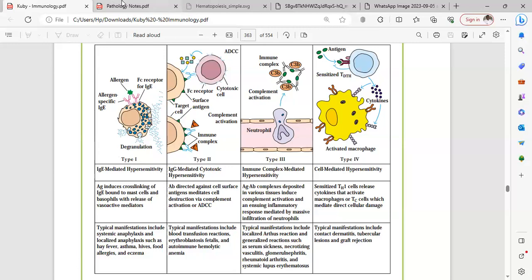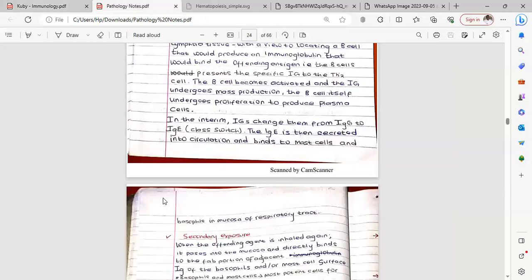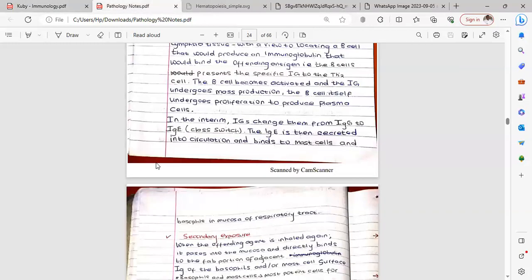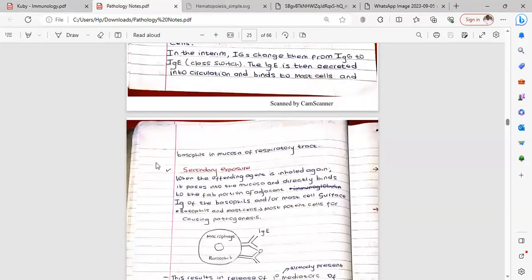So that's a recap basically. You just have to know it's IgE mediated. The antigen is one that binds to IgE. After the cross-linking, they go to the mast cells and the basophils, which release the vasoactive mediators. So that's the primary exposure. For the second exposure, now we have a memory.